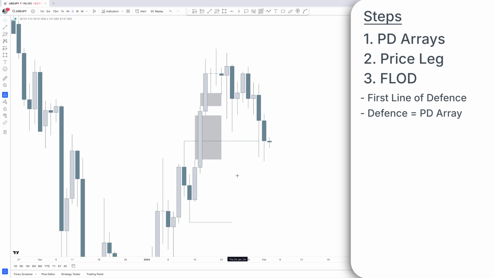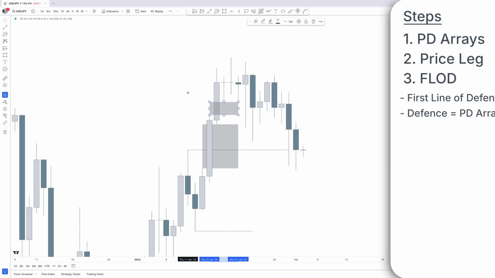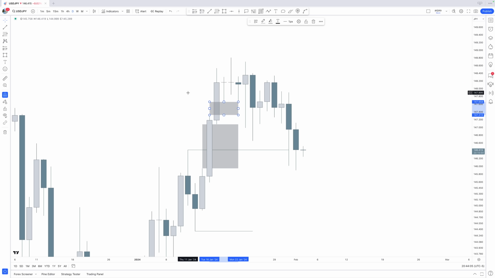And the defense in this case is a PDRA. So if we have a bullish price lag, then the defense is a discount array. It's defending price action from continuing lower. And the first line is the absolute first discount array that we encounter in a bullish price lag. So in this case, what is the FLOD? The FLOD is this fair value gap. That is because that is the first discount array that price will encounter once it creates a retracement. Meaning that's the first line of defense.